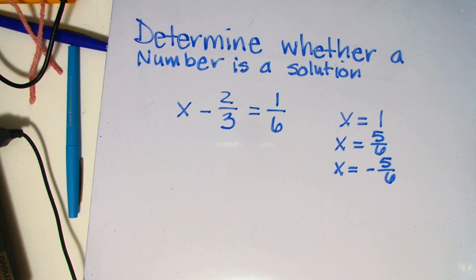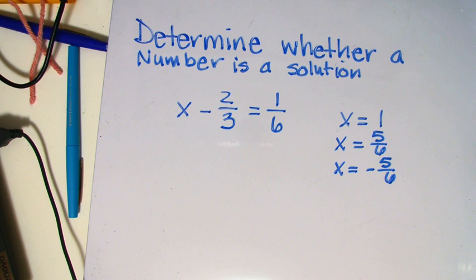To determine whether a number is a solution, we want to take that number and plug it in where we see the variable, and then use order of operations to solve. If we get a true statement, meaning the left-hand side of the equal sign has the same value as the right side, then that value for the variable is the solution.